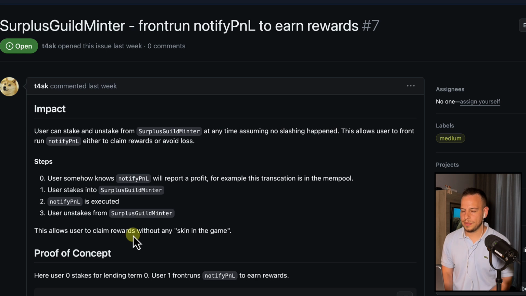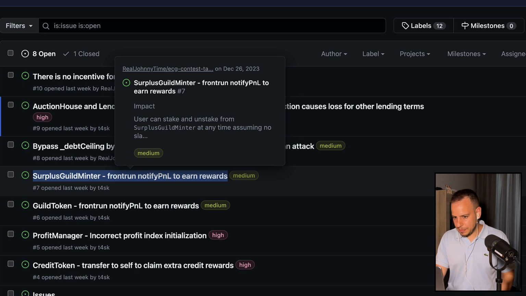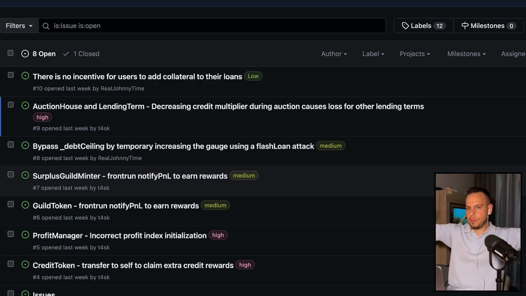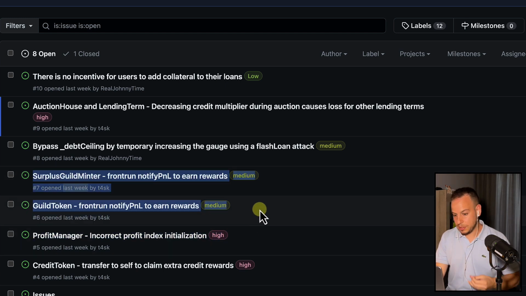Yeah, so there are two staking mechanisms. You can either stake credit token for a longer term or stake guild tokens, right? And both of them can be taken advantage of when there is a new profit. So it's the same core issue. Maybe it will be accepted because it's like two vulnerable points in the system, two different contracts where you can stake and unstake. One time it's credit token, the other time it's guild tokens, but in both places you make profit. So maybe these two will be considered as one, but we'll see.